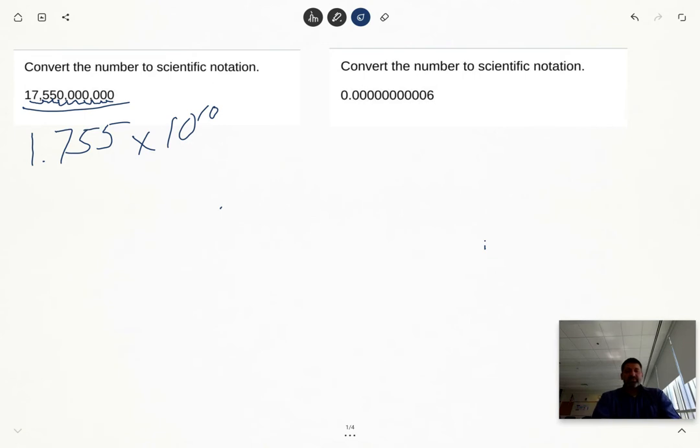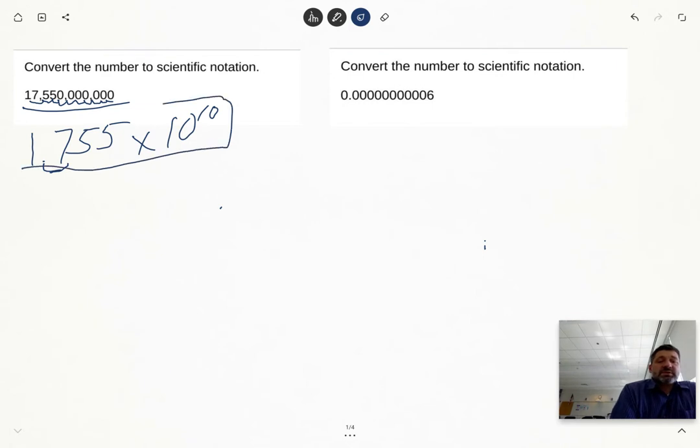Anytime you multiply by 10, you're moving the decimal point over one full place. So if I were to multiply that by 10 times, then I move the decimal point over two places. So this number here is that first number, which I believe is 17,550,000,000 in scientific notation. That's how you're supposed to write it.